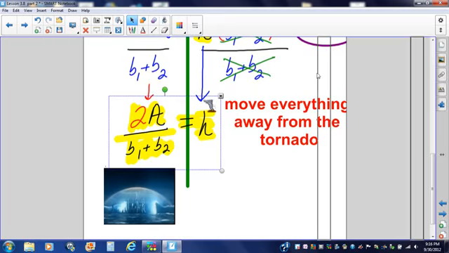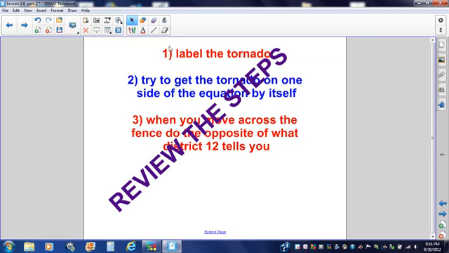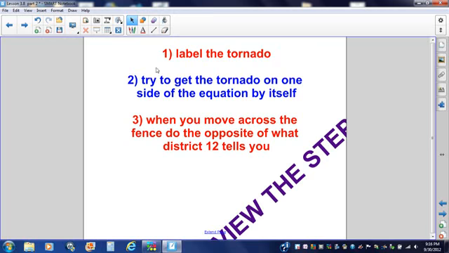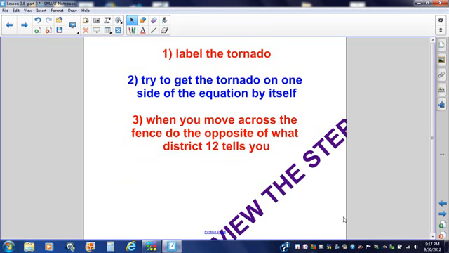So, my bad. There we go. Quick review. First thing when you're solving literal equations, label the tornado. Second thing you want to try to do is get the tornado on one side of the equation all by itself. The last thing we want to remember, when you move across the fence, do the opposite of what District 12 tells you. If you remember these steps, literal equations will be as easy as it is for the Cubs to lose. See ya.